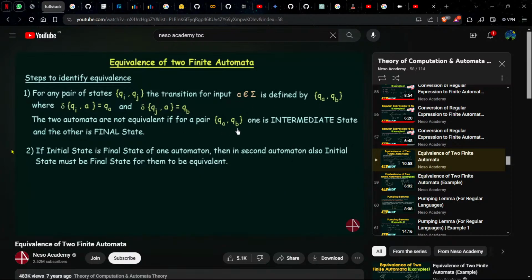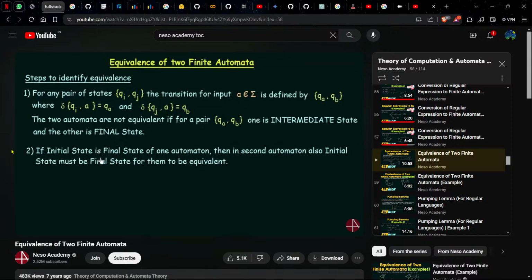And then if Qa and Qb are both final states or both non-final states or intermediate states, then we can say that the two automata are equivalent. That means when you get this pair Qa, Qb, if you see that both are either final states or non-final states, then the two automata are equivalent. But if Qa is an intermediate state, that means a non-final state, and Qb is a final state, that means if one is an intermediate state and the other one is a final state, then the two automata are not equivalent. So that is what these steps are trying to tell us. This will become more clear with the example.